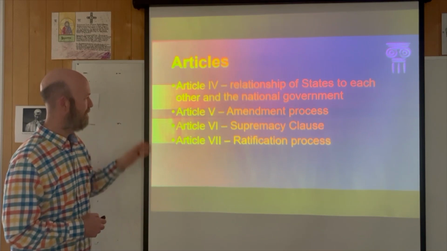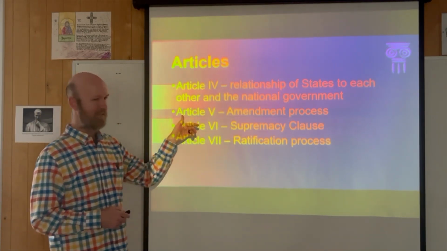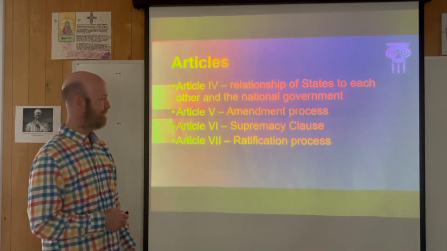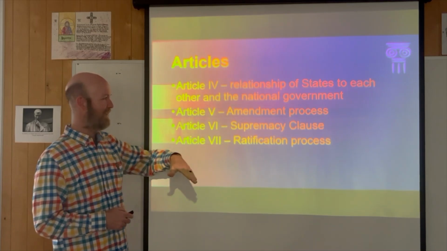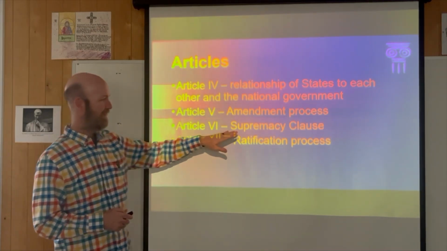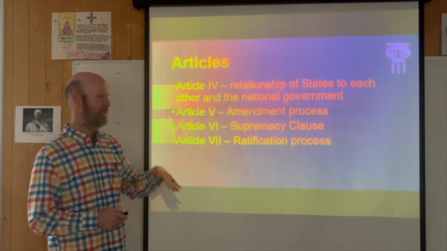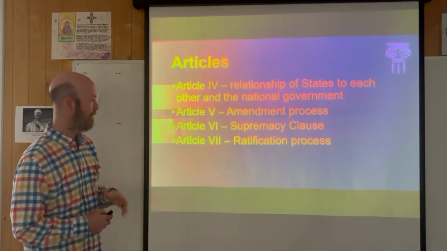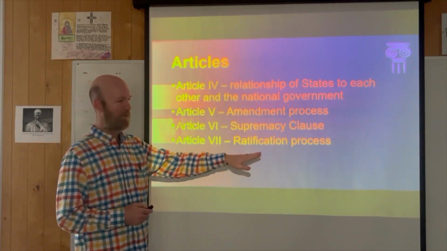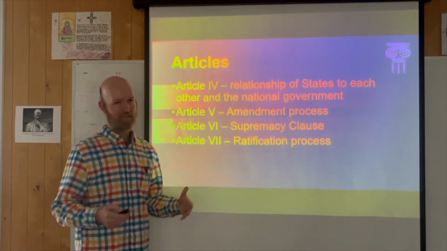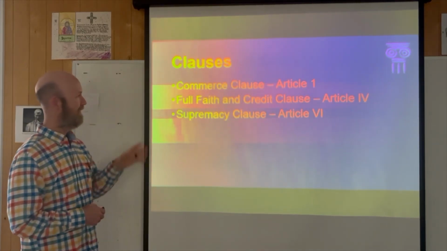So Article 4 then gets into the relationship of states to each other and the national government. Article 5 says how the Constitution can be amended. Article 6 is about the supremacy clause, that the national government takes precedence over the state government in order for laws. And Article 7 is just about the process for ratifying, or making the Constitution official. So now we're going to go into each one of these a little bit more.